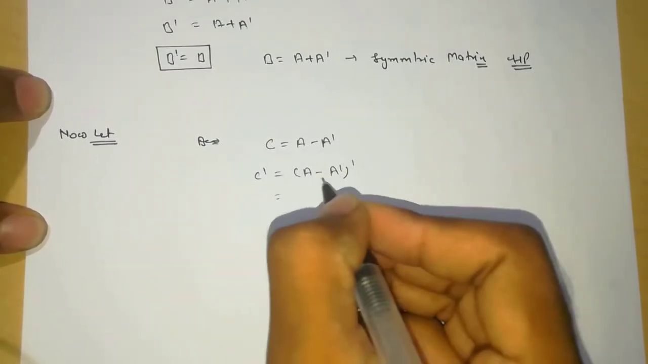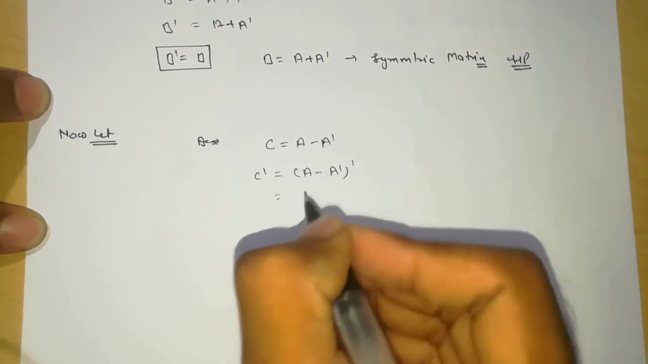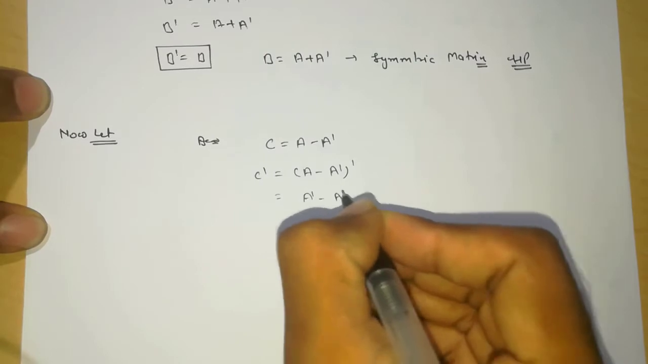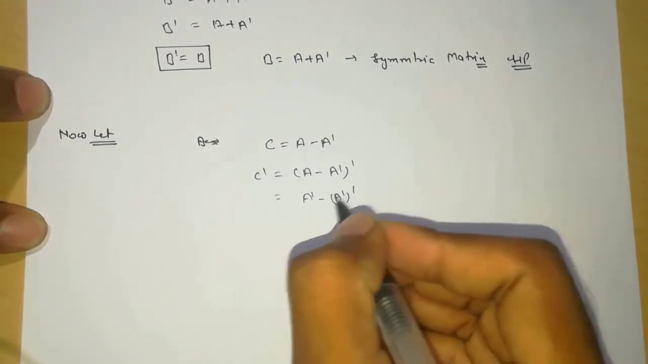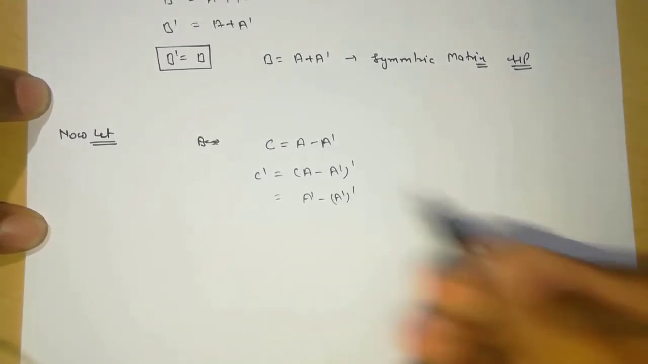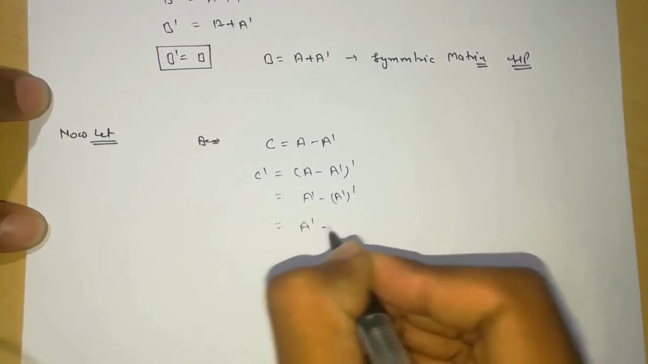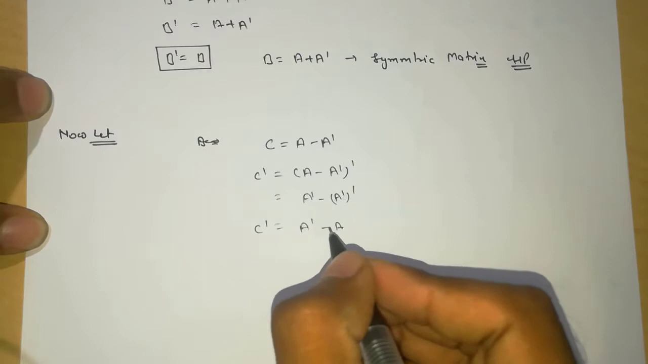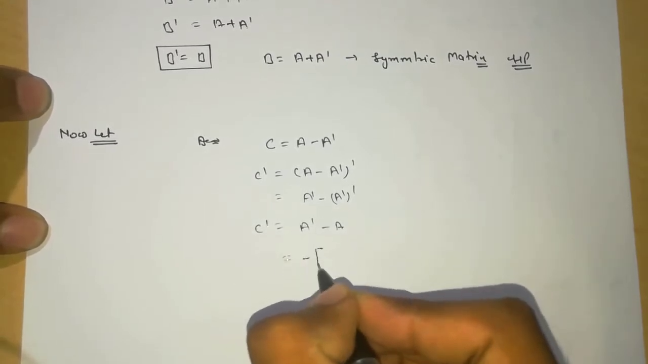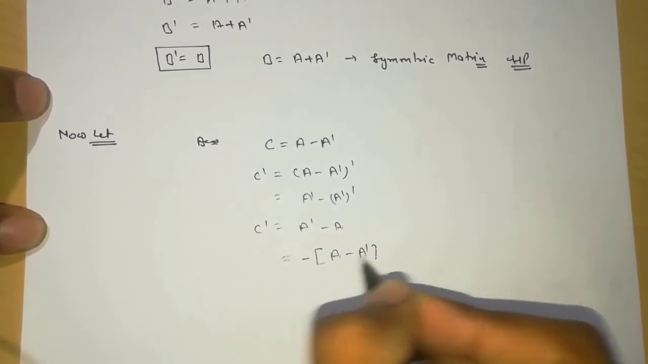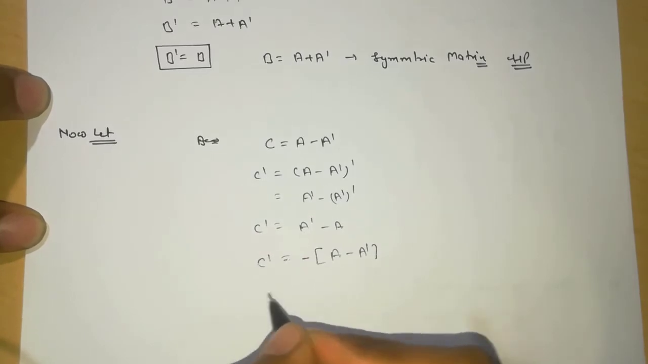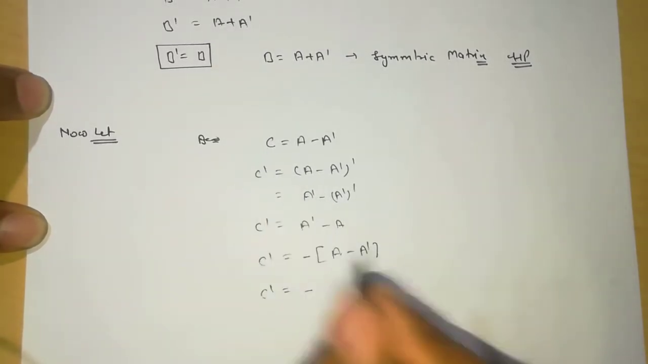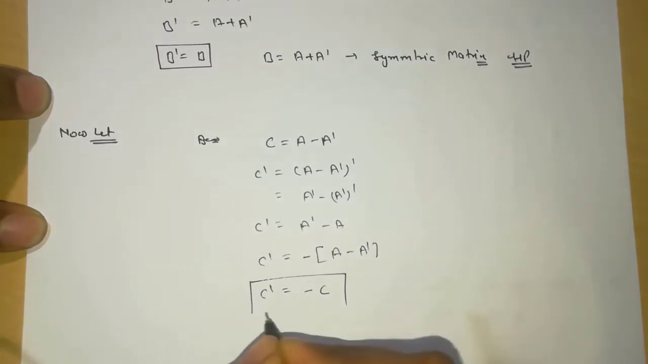So (A minus A dash) transpose is equal to, by the property of the transpose, A transpose minus (A transpose) whole transpose, and (A transpose) whole transpose is equal to A. So A transpose minus A is equal to C transpose. Taking minus common, minus (A minus A transpose) is equal to C transpose. Then C transpose is equal to minus C.